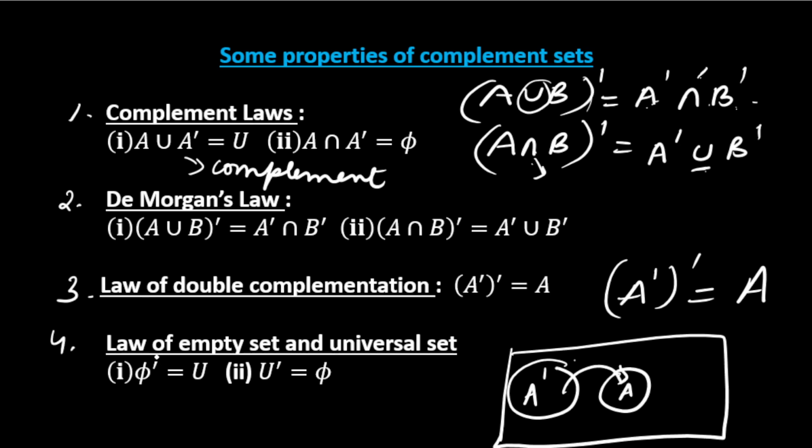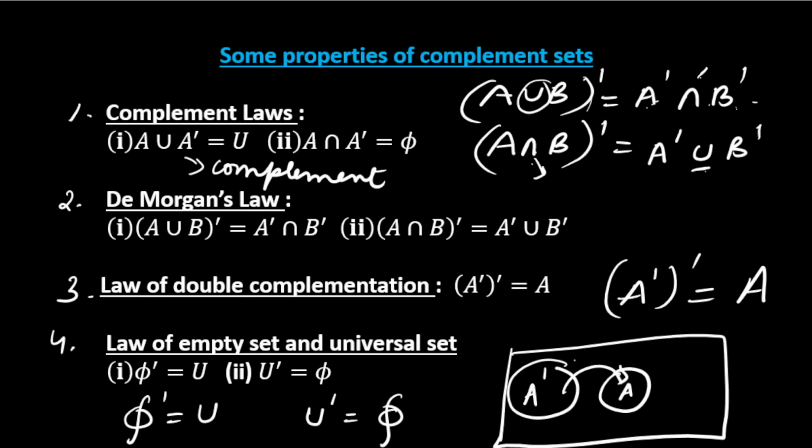Then fourth one is law of empty set and universal set. This is always true. If we are taking the complement of empty set, that will be universal set, and if we are taking the complement of universal set, then it will be empty set.